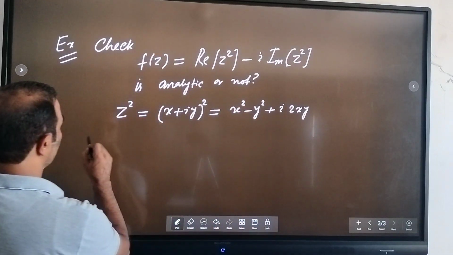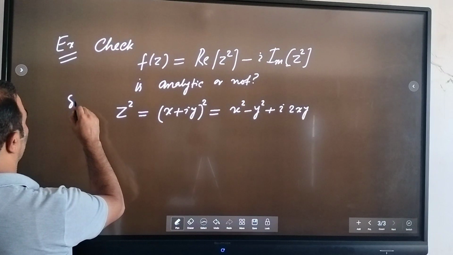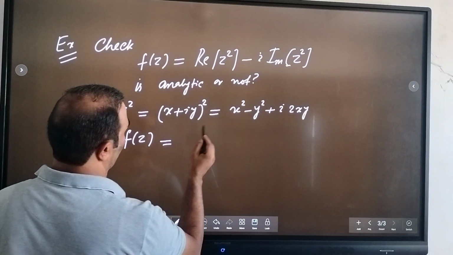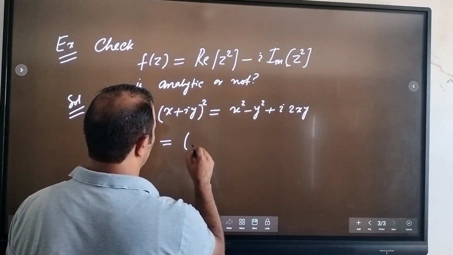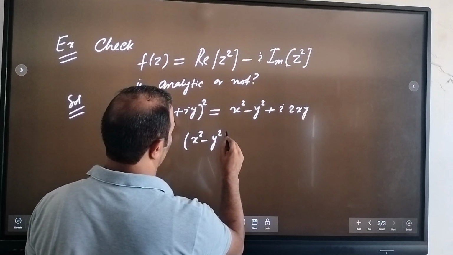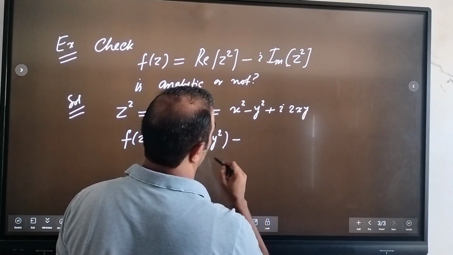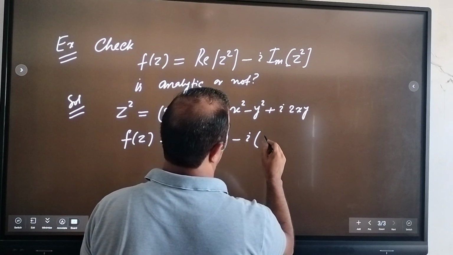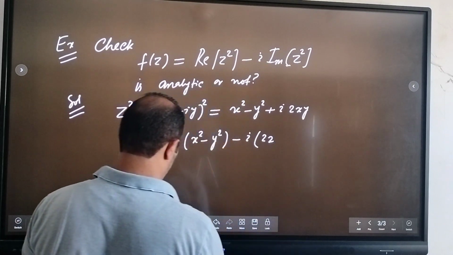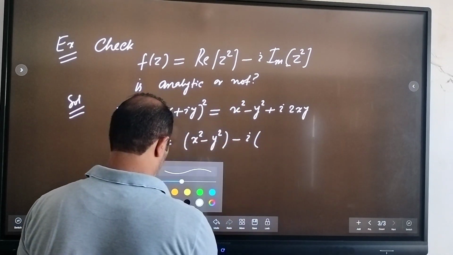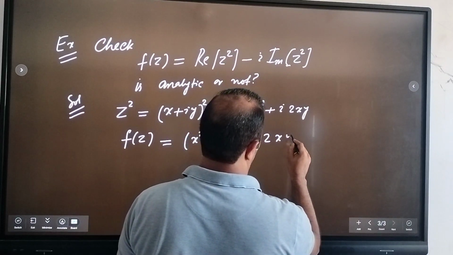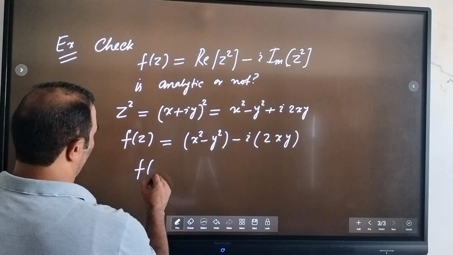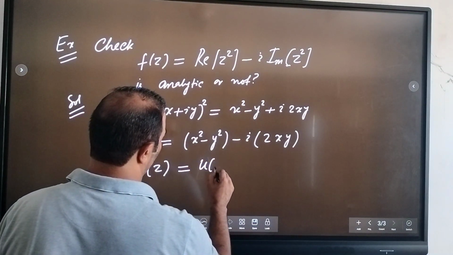So f of z will be equal to, what is the real value of this? That will be x square minus y square, plus i into 2xy. Now you compare this equation. We can write this complex function in this form, that's u of x, y.